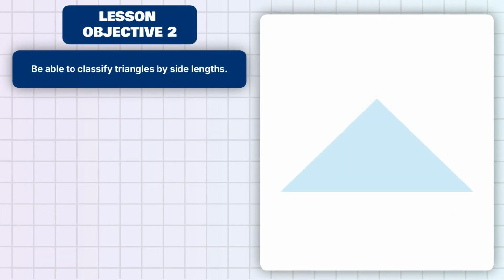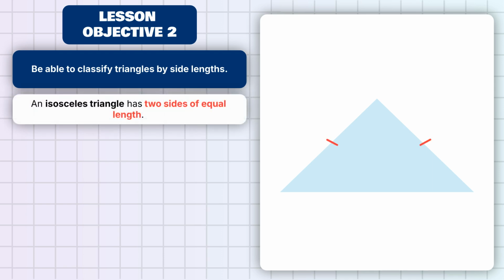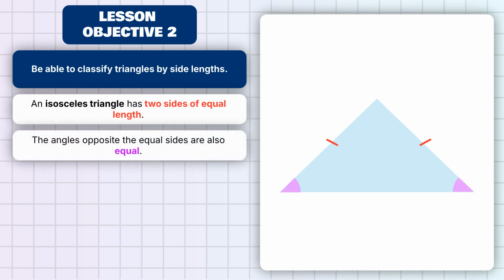Next, let's look at isosceles triangles. An isosceles triangle has two sides of equal length. The angles opposite the equal sides are also equal.